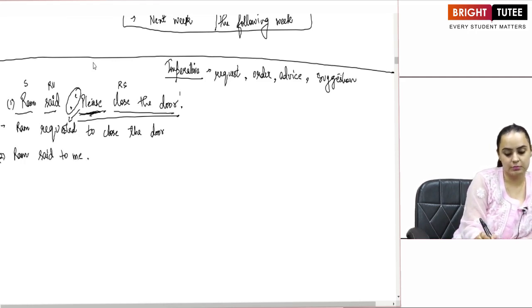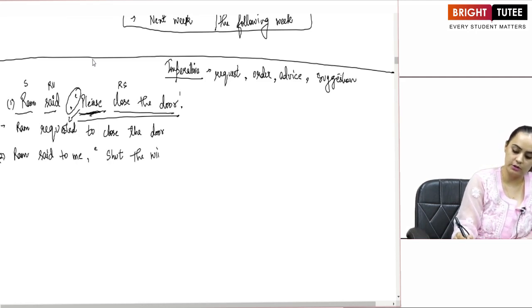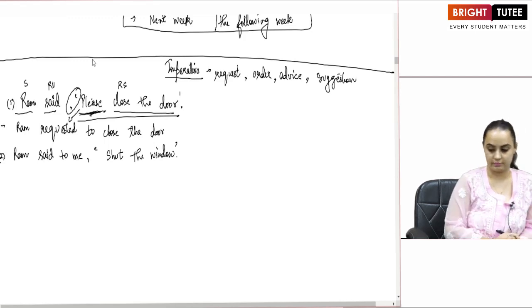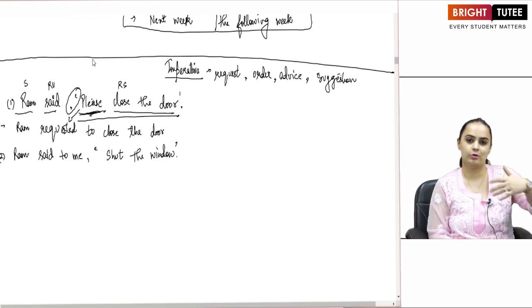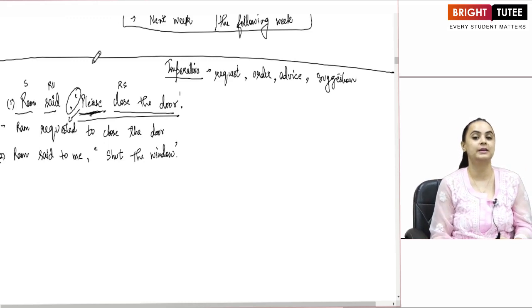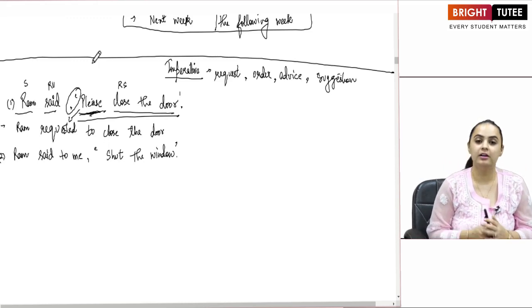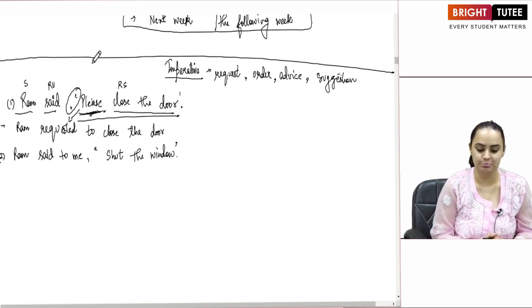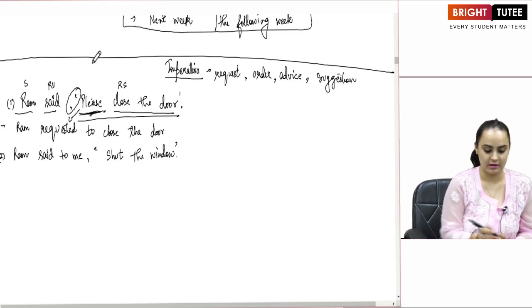Ram said to me, "Shut the window." Now, when you are not using "please", if you are just saying close the door, close the window, then it does not remain a request, it becomes a command, it becomes an order. So here Ram is giving an order to me. What is the mood of my sentence? Order. Now, break.